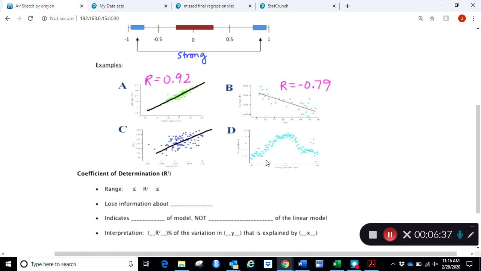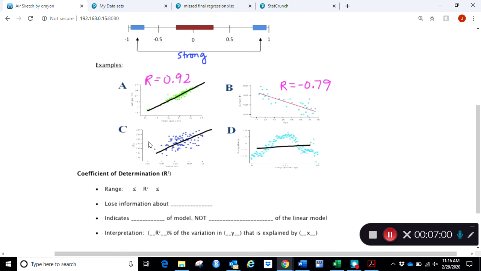Now looking at my other 2 graphs, which one's going to have the strongest linear relationship? Well, we should say C, because although D has a relationship, it is not a straight line relationship. If I try to put a straight line on this graph, it's actually going to be more horizontal, and it's not fitting that data very well.